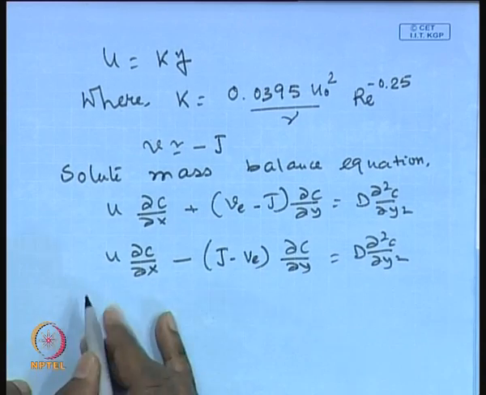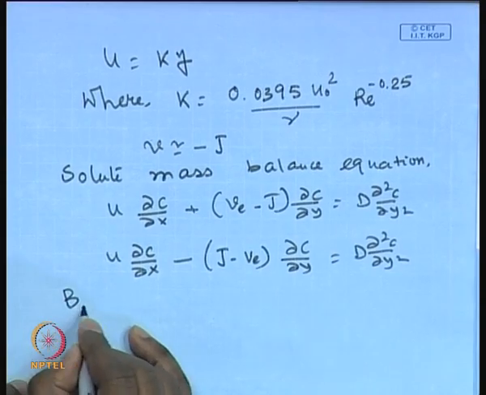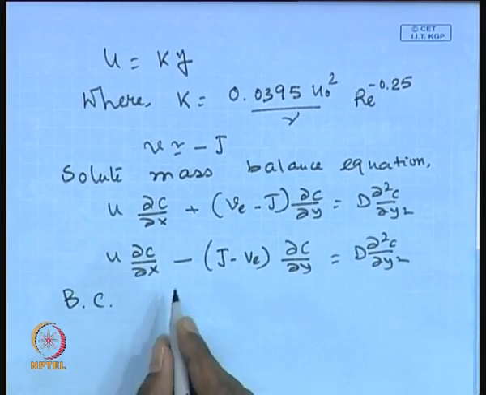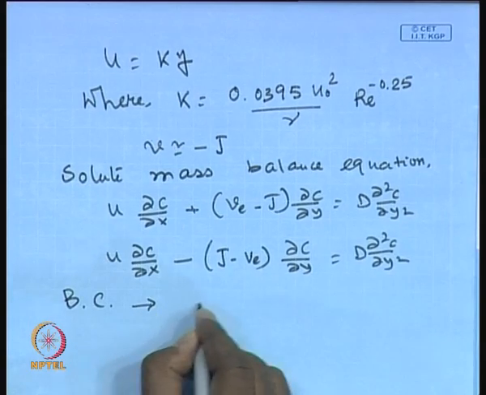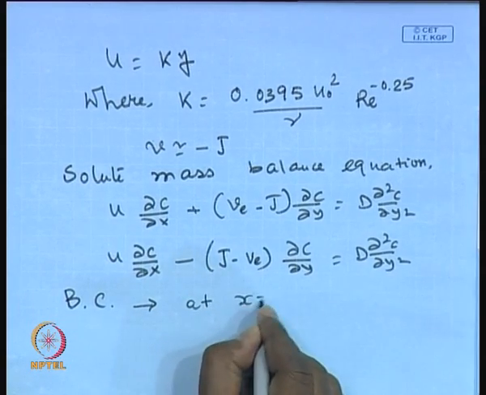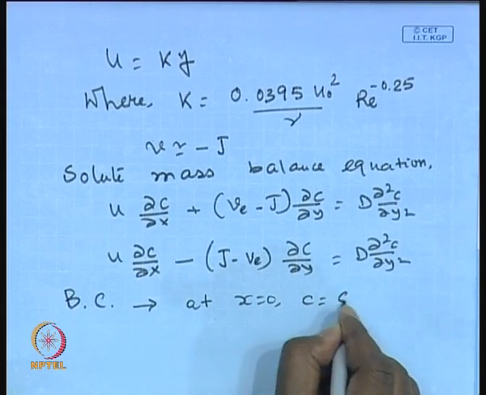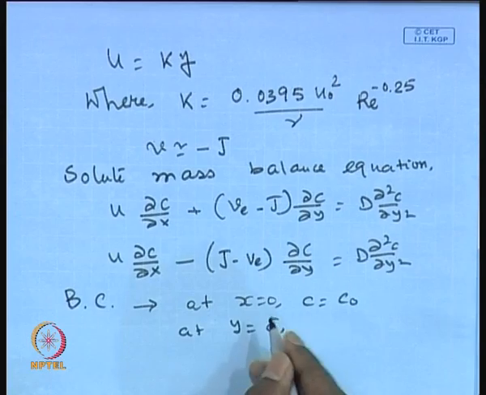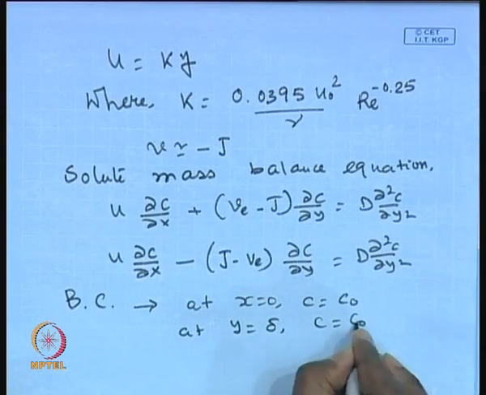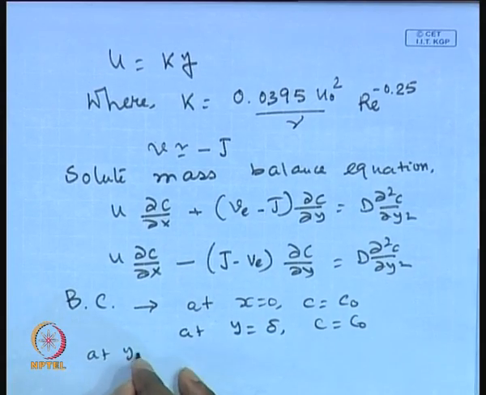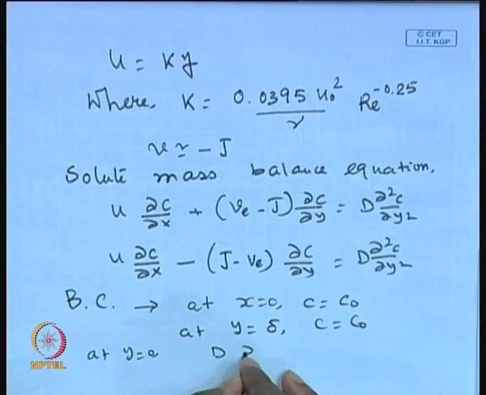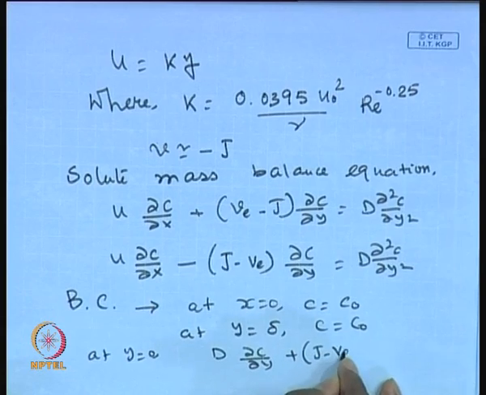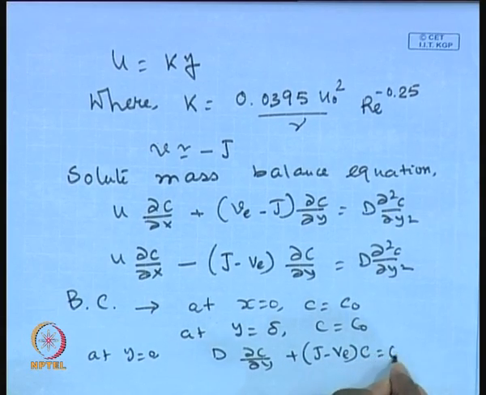Fine. Now, let us look into the boundary conditions. We require one boundary condition with respect to x and two boundary conditions with respect to y as earlier. The boundary conditions were at x equal to 0, C is equal to C naught; at y equal to delta, or at the edge of the boundary layer, C is equal to C naught; and at y equal to 0, D del C del y plus J minus V_E C is equal to 0.